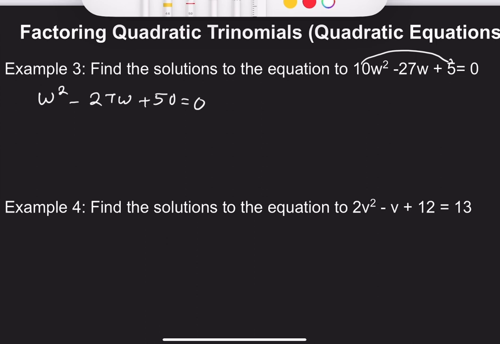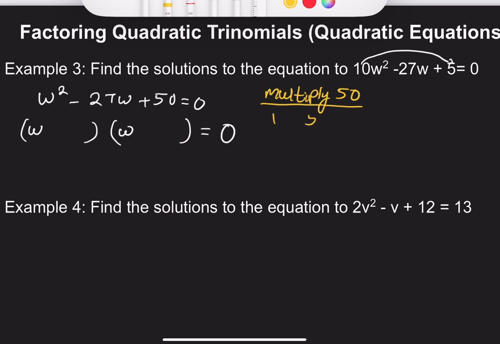Now we want to factor. We want to find two numbers that multiply to 50 and add to negative 27. So numbers that multiply to 50, we know we have 1 and 50, 25 and 2, 10 and 5. All those numbers multiply to 50. Now you must add to negative 27.